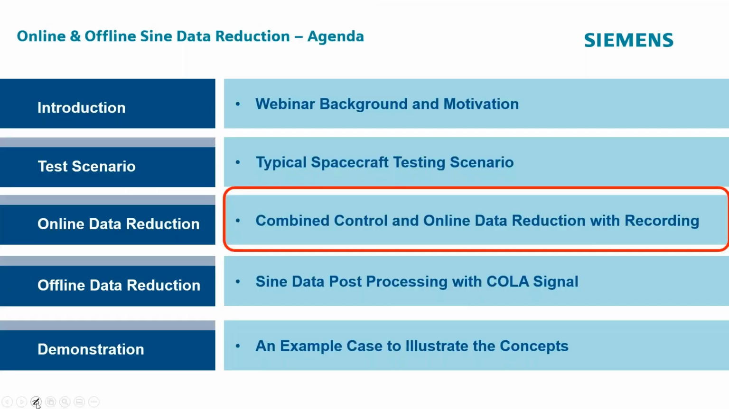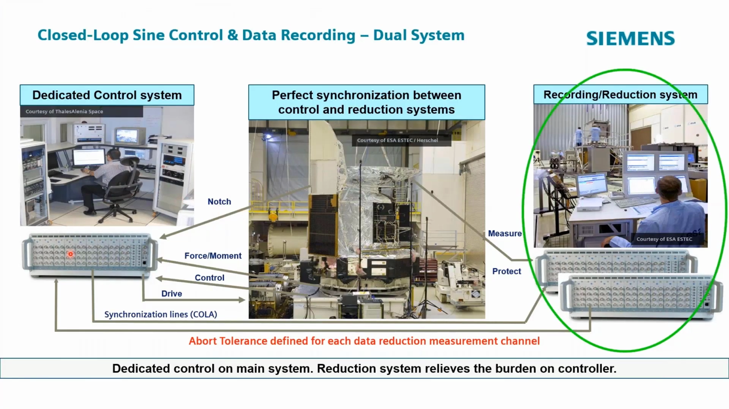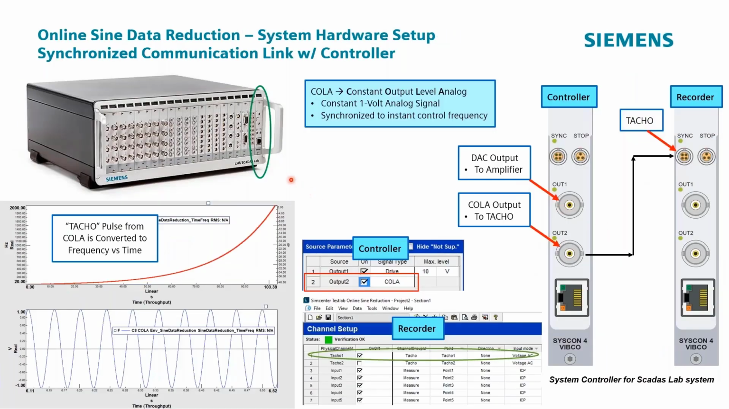So moving on here to regular data reduction. We've talked about the controller part of things, now we're going to talk about the data reduction system. This is how it works. We've got some kind of input controller card here on our SCADAS lab chassis that has all these channels. And the main controller has these two outputs. One output goes to the shaker amplifier.